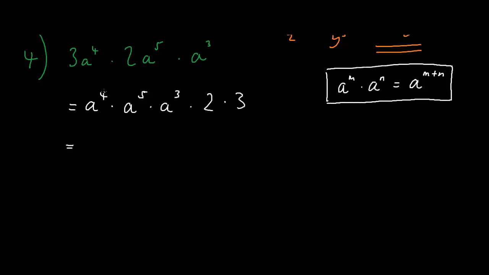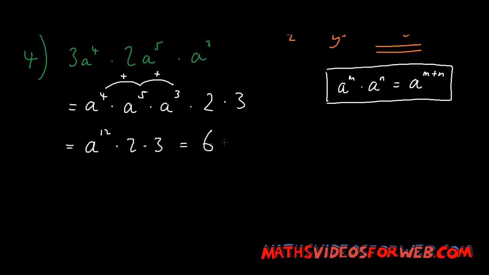So let's add all of these powers for a. So 4 plus 5 is 9, plus 3 is 12. So we get a to the power of 12 multiplied by 2 multiplied by 3, which equals 6 multiplied by a to the power of 12.